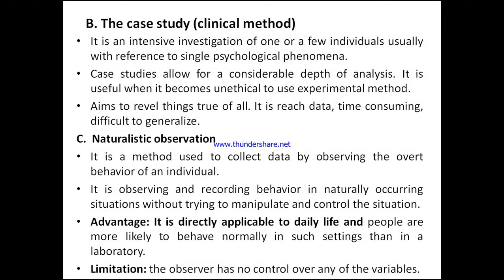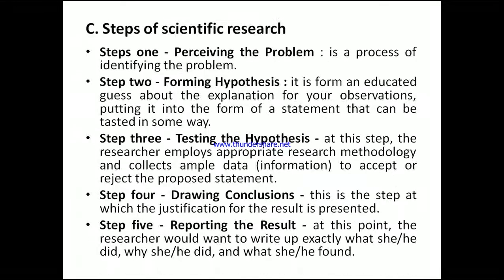When we come to naturalistic observation, it is a method used to collect data by observing the overt behavior of an individual. It is observing and recording behavior in naturally occurring situations without trying to manipulate and control the situation. So these are the three different types of descriptive research methods.